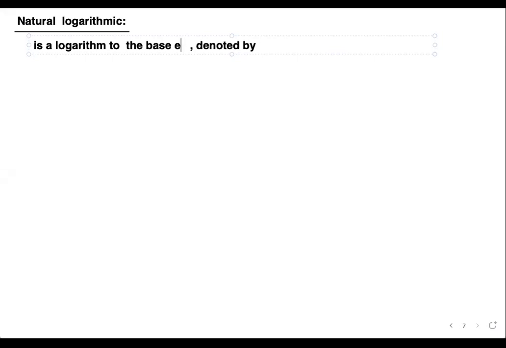Yeah, the e, it's the natural number. What is the value for e? It's a number, yes, exactly, 2.7. Correct. It's a number between 2 and 3, it is 2.7. This e is 2.7.